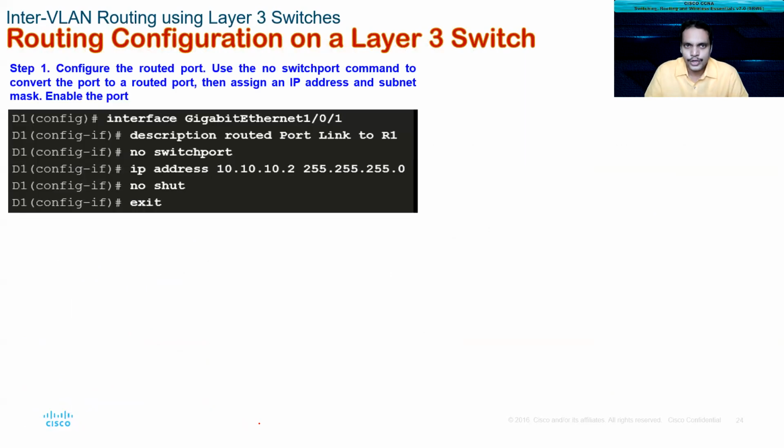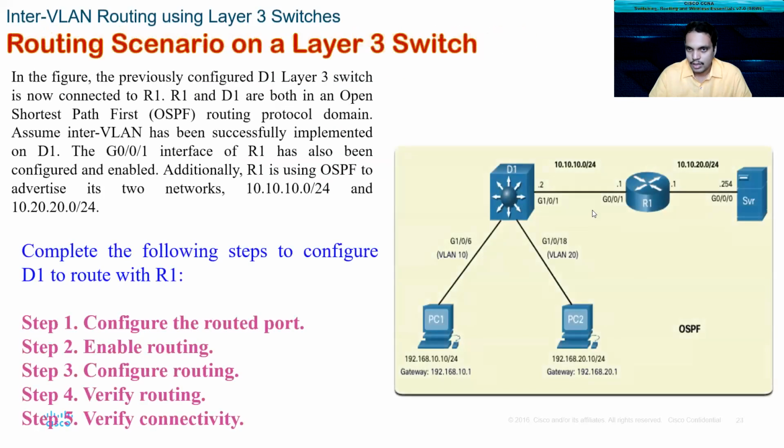Step 1, you need to configure that particular port into a routed port. For that, you go into interface 1/0/1. You type in no switchport and then assign the IP address to that port. If you see here, it is there already. You can see the IP address 10.10.2, which stands for .2. And the IP address for this port, you can always read it as 10.10.10.1. This is the network address. This is the individual link address.